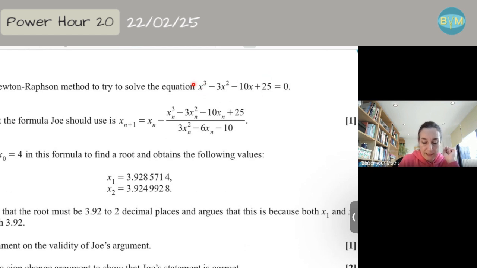So this is f(x). And if you differentiate this function, you have 3x squared minus 6x minus 10. And that's the Newton-Raphson formula. So it cannot be easier. The questions maybe are not easier, but the formula is easy.